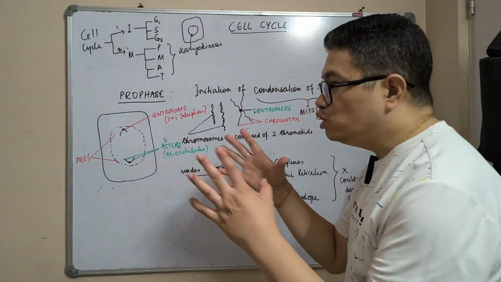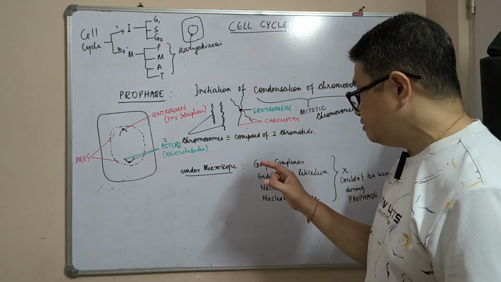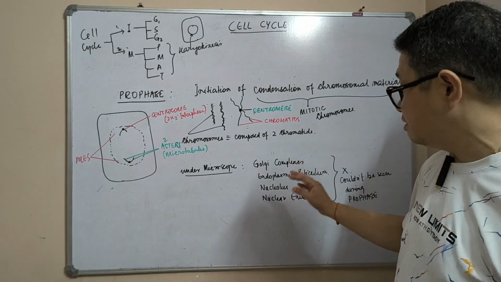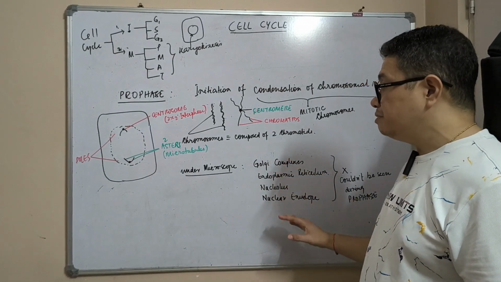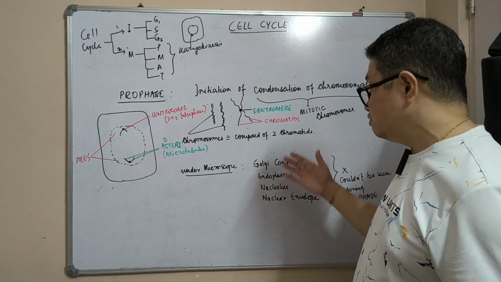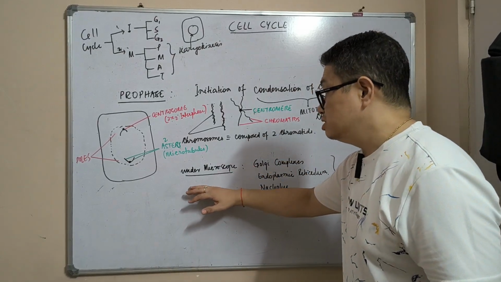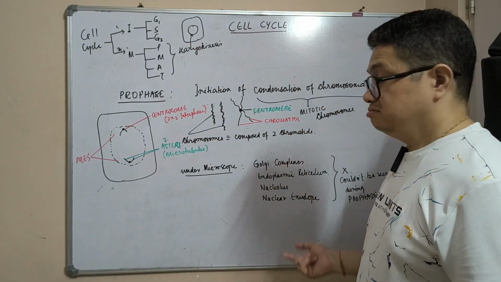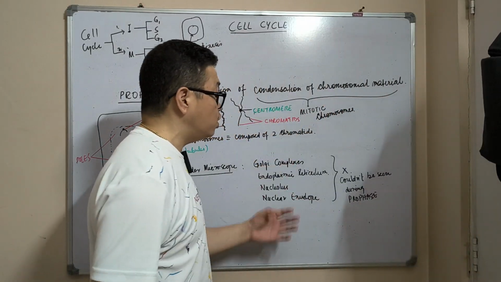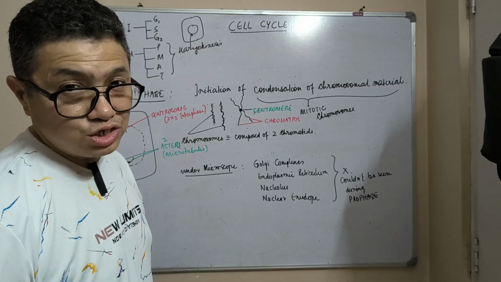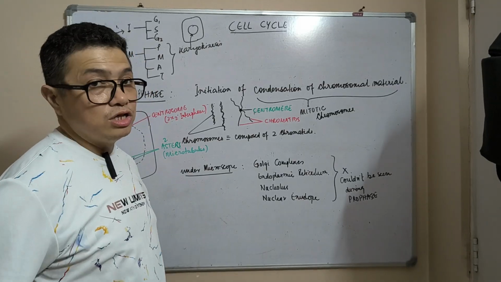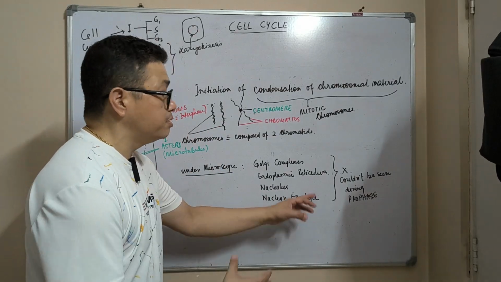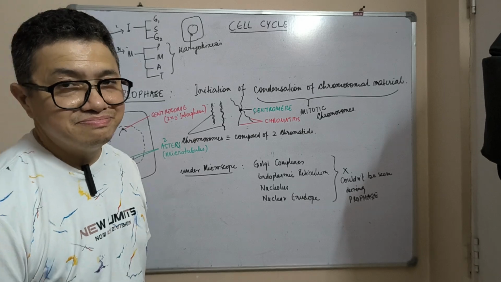When we watch a cell under a microscope, we will find that the Golgi complexes, the endoplasmic reticulum, the nucleolus, and the nuclear envelope start disappearing. The disappearance of these cell organelles means the prophase stage in the cell cycle has started. There won't be any Golgi complexes or endoplasmic reticulum, and there will be disappearance of the nucleolus and the nuclear envelope. Hope you understood.